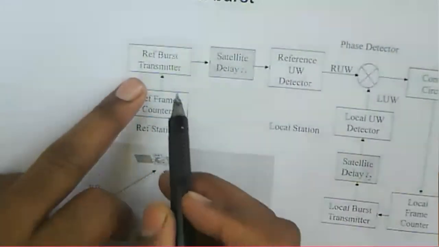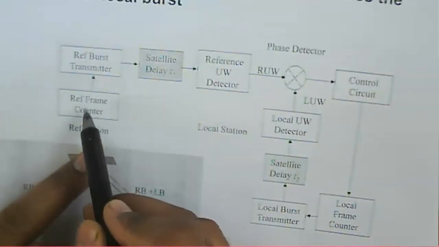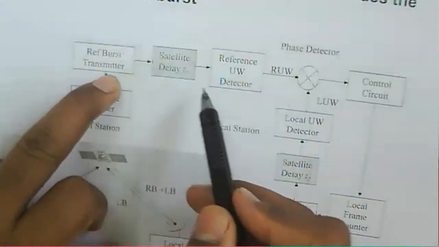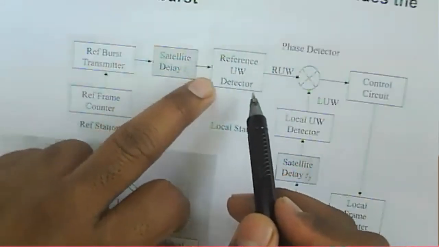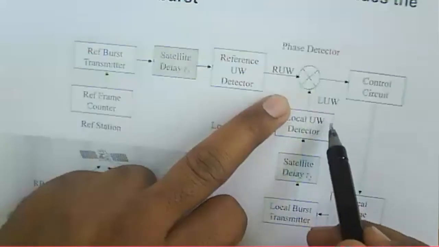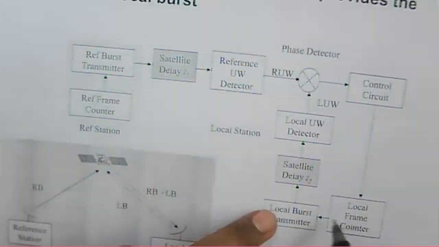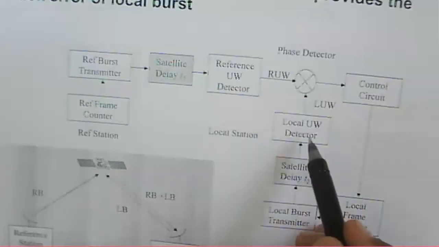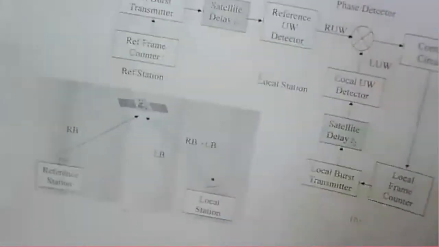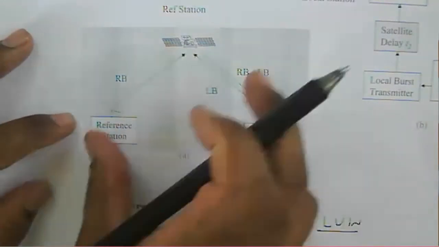So we have a reference burst. We can say that there is a reference frame counter, then our reference burst transmitter, then delay, the reference unique word detector, then the RUW pulse. Here is the detector, and then we have a control circuit here, and that will detect the local unique word. Okay, likewise, we can consider a reference station and a local station here.